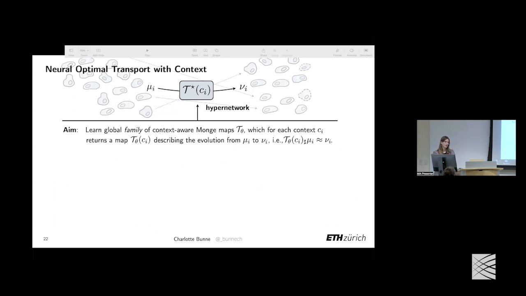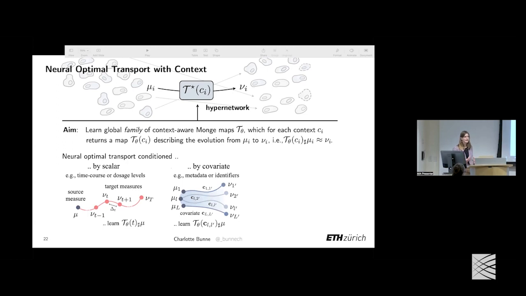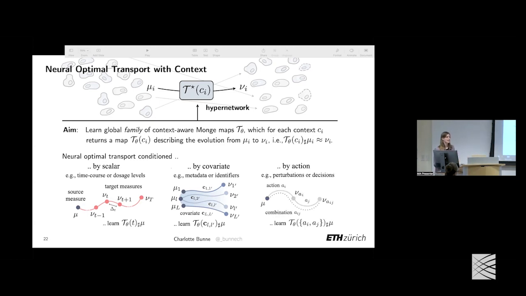So now the aim is to learn a global family of context-aware Monge maps. And the context can be very, very different, right? Like as Alex said, this can be a simple scalar because I just condition on the time or the dosage level. It can be something much more complicated, but still easy because we just have a vector which includes metadata or some patient identifier. And last but not least, it can be something very abstract, such as an action in a reinforcement learning setup or a perturbation. And now it's much more challenging.